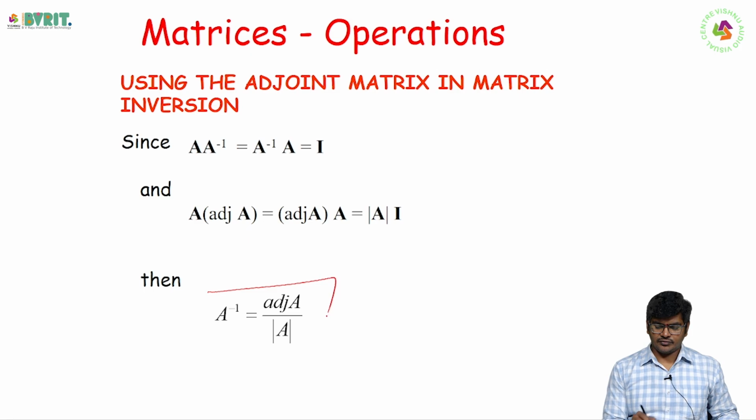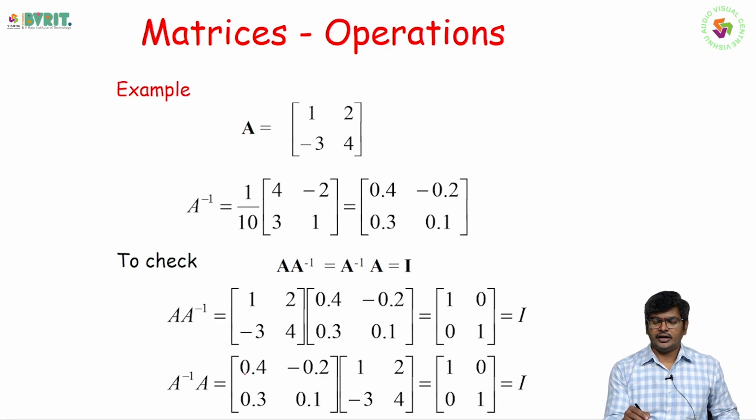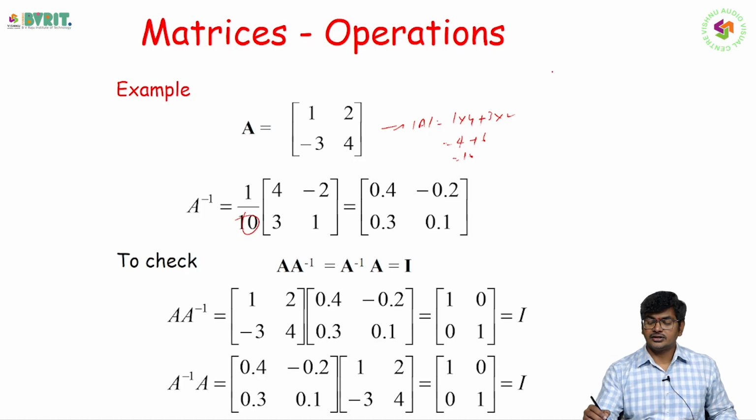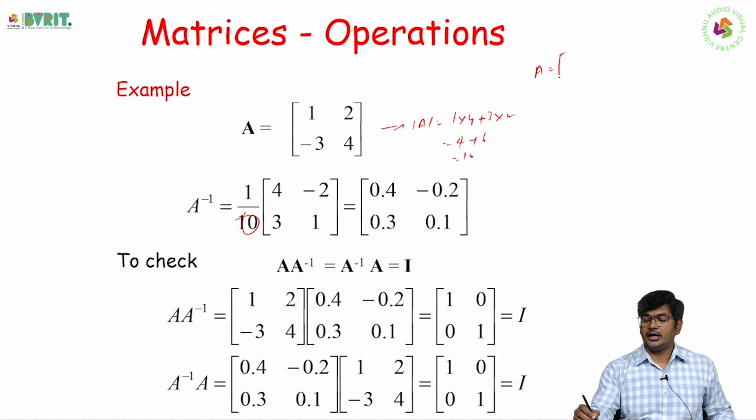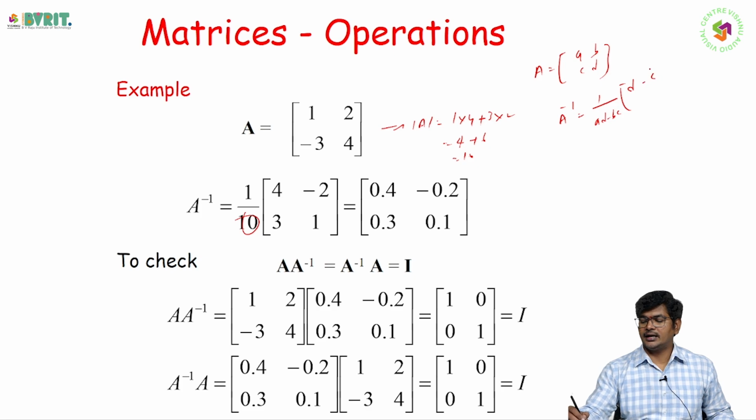Next, A inverse. What is the formula of A inverse? A inverse equals adjoint A divided by det A. If A is equal to 1, 2, 3, 4, then A inverse equals 1 by det A. What is the det of this matrix? That is equal to 1 into 4 minus 3 into 2, that is 4 minus 6. And if A is equal to [a b; c d], then the A inverse formula is 1 by AD minus BC times [d, minus b; minus c, a].